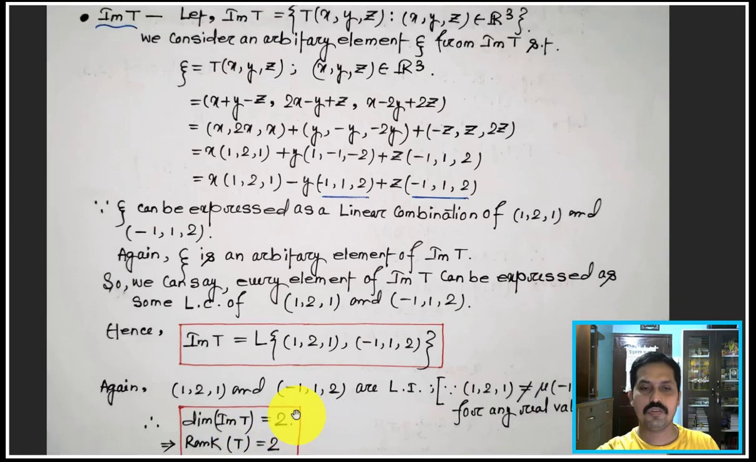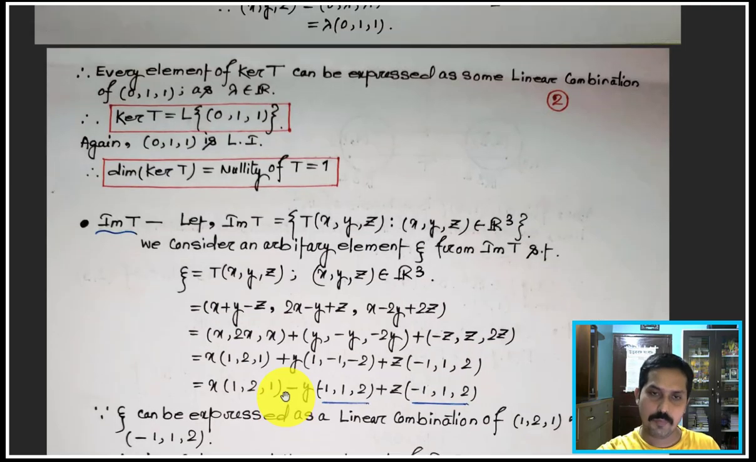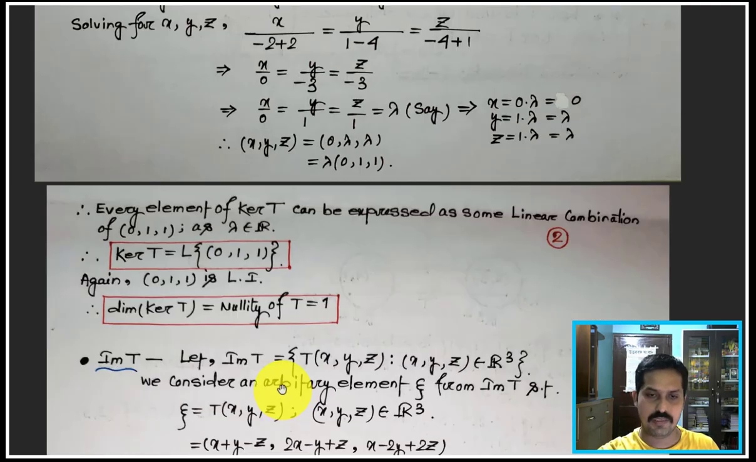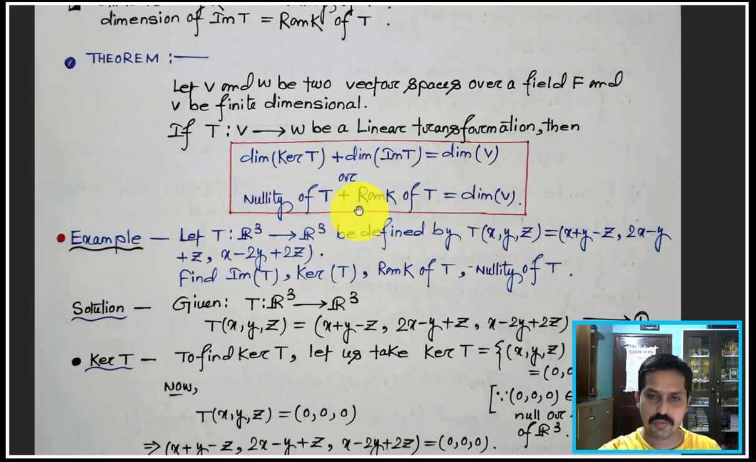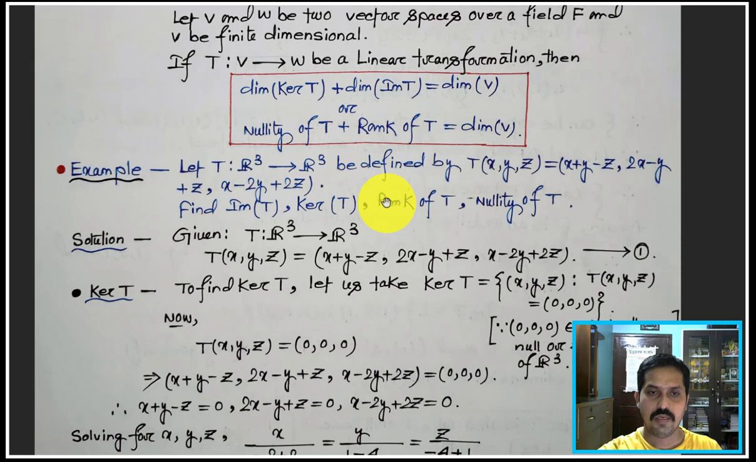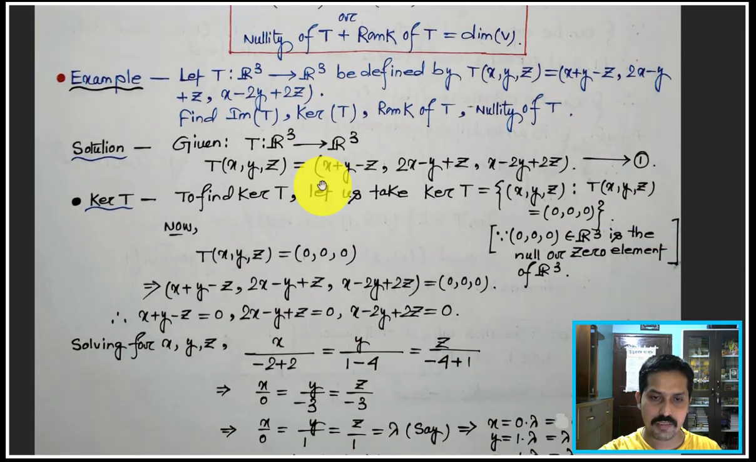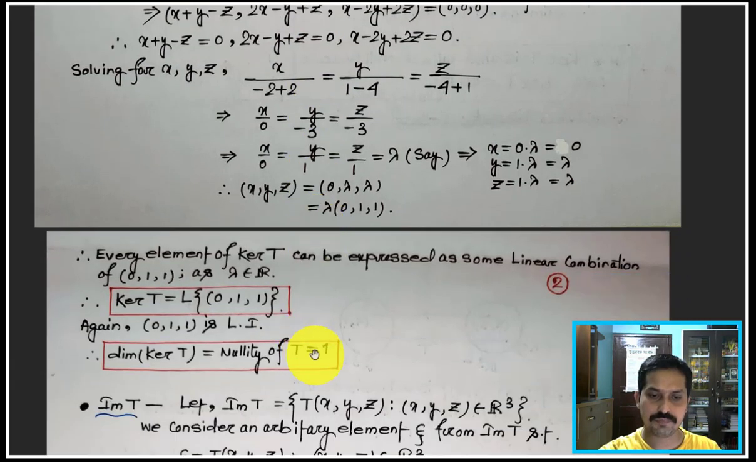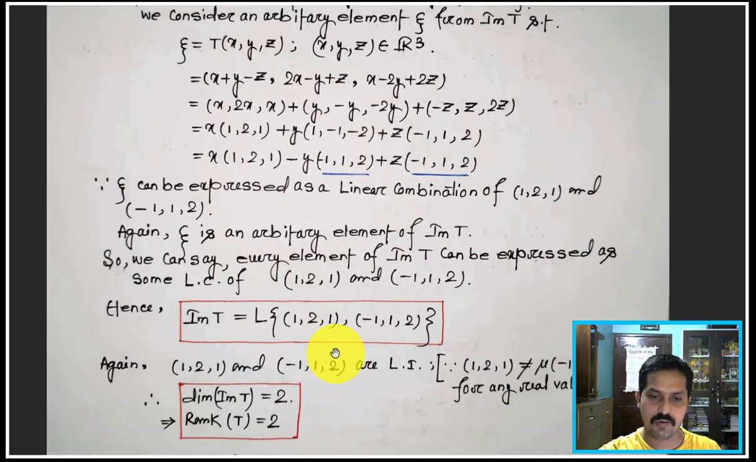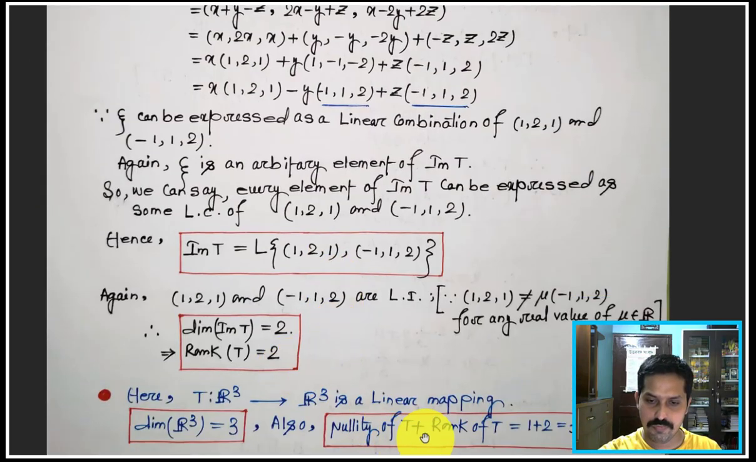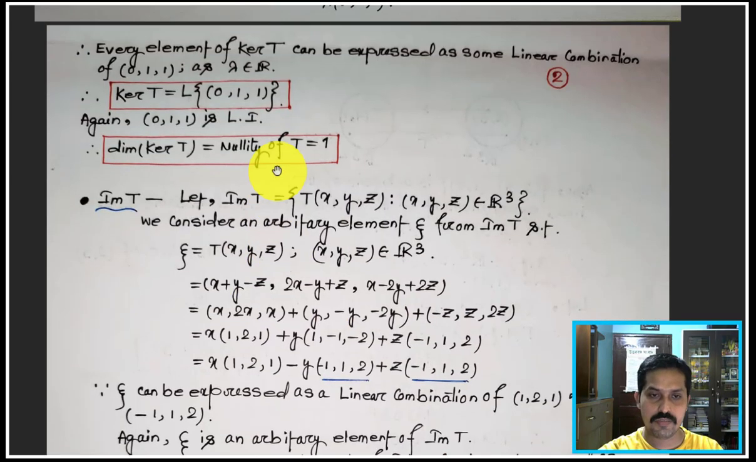Okay, so this is the complete result of this question. Now I have to show that this theorem holds. What is the nullity of T here? Here the nullity of T is 1. Just remember that. What is the rank of T here? Here the rank of T is 2. So nullity of T plus rank of T equals 1 plus 2, that is equal to 3. Now what is the dimension of V? Here what is V?